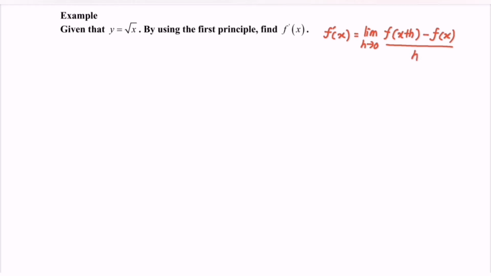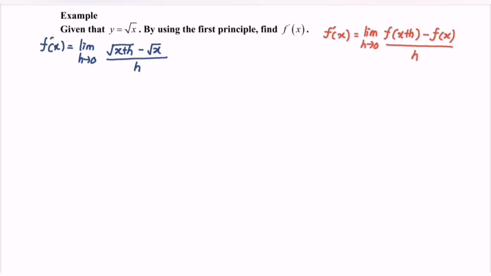Now we are going to use the formula to find f'(x). So f'(x) is equal to the limit as h approaches 0. For the function at x + h, we substitute x + h into the function square root of x, so we will have [square root of (x + h) minus square root of x] over h.